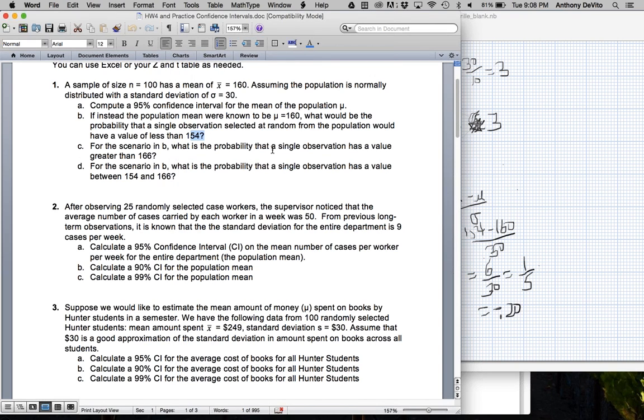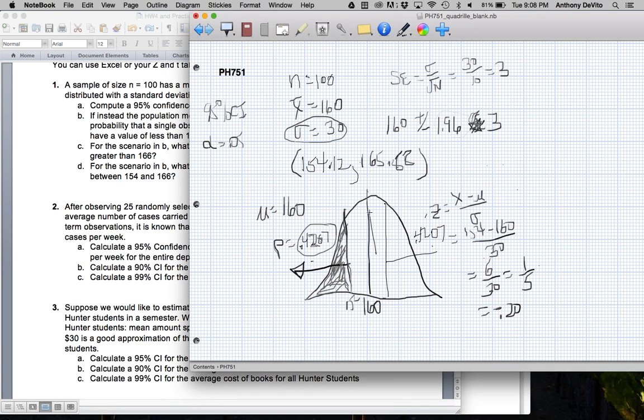For scenario B, what is the probability that a single observation has a value between those two? Well, if we're looking between those two, we have 42% here and 42% here, which is 84%, and that's going to leave us with approximately 16%, 0.16. The probability of picking someone out between those two values is about 0.16. Actually it's going to be 0.1584, it looks like, if I do it exactly.